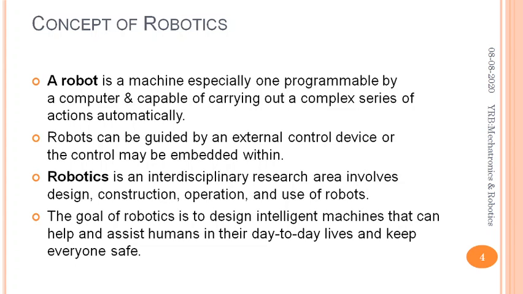Automation means decreasing the interference of human beings in daily work, and that is why robots are very popularly used in various fields such as healthcare, hospitality, etc. Nowadays, robots can be guided by an external control device, or the control may be embedded within. And the study of these robots is the field known as robotics.